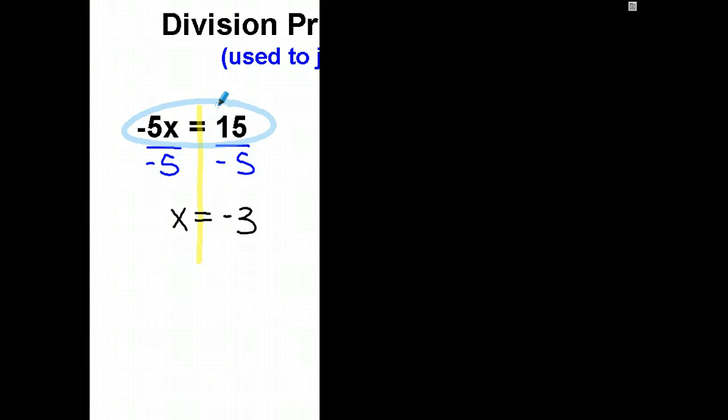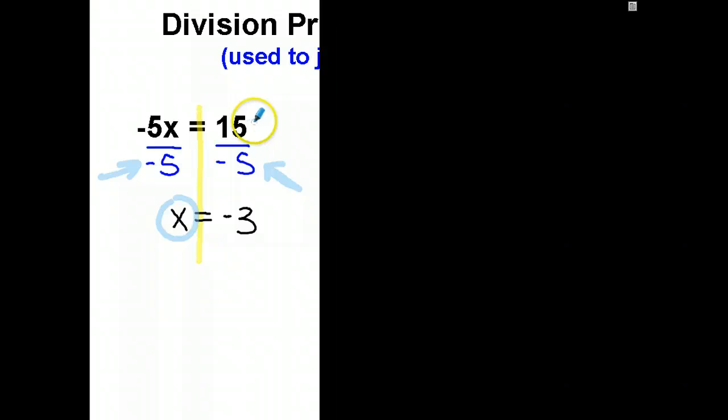times x equals 15. Well, we know that the inverse operation of multiplying is division. So that's what tells me that I'm going to need to divide by -5 over here. So I get x all by itself. And remember, if I do that on one side, it's important that we always keep it balanced or equal by doing it on the other.